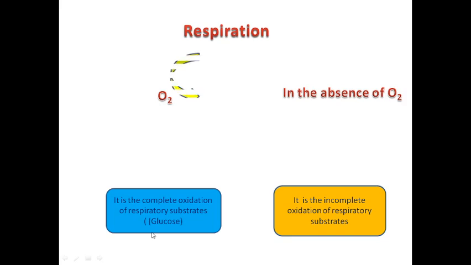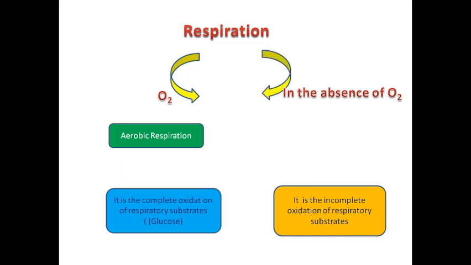Moving next, respiration is of two types. The first type is aerobic respiration. It takes place in the presence of oxygen. And second is anaerobic respiration. It takes place in the absence of oxygen. What is aerobic respiration? It takes place in the presence of oxygen, and it is the complete oxidation. Glucose is completely oxidized, and it liberates pyruvate at the end.